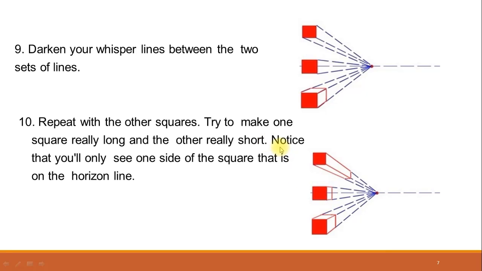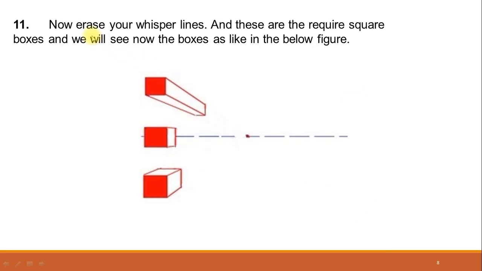Notice that you will only see one side of the square that is on the horizontal line. We will see only one side of this square, and this square lies on the horizontal line. So now erase your whisper lines, and these are the required square boxes, like in this figure. This box lies above the horizontal line, this is on the horizontal line, and this is below the horizontal line.